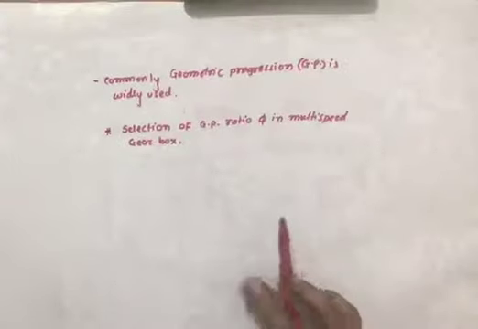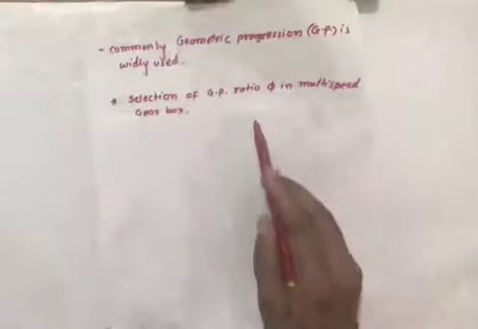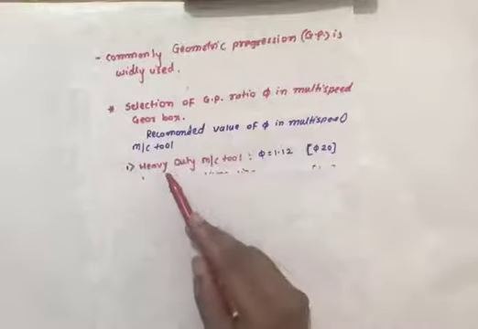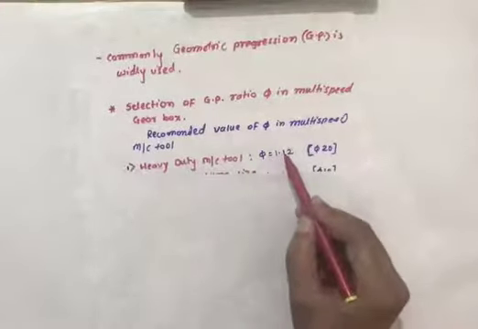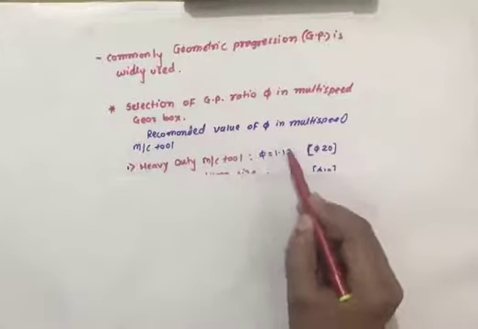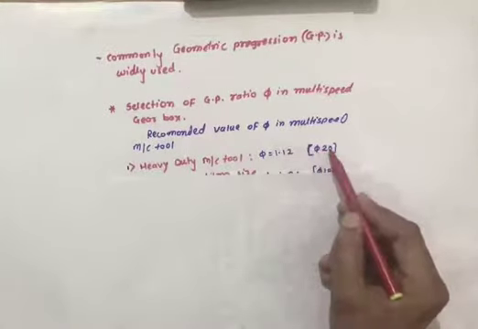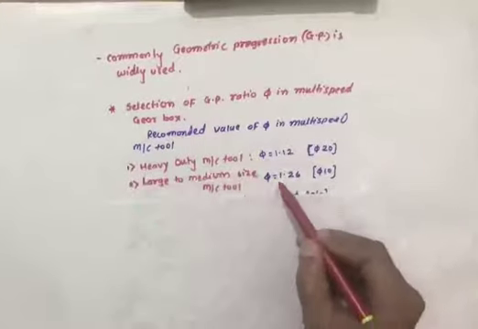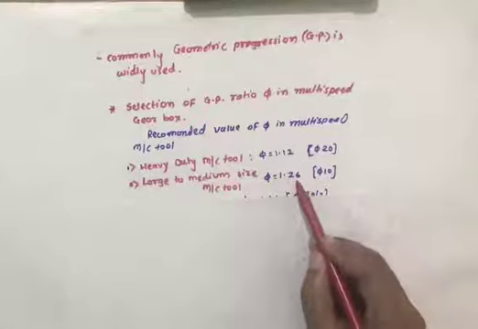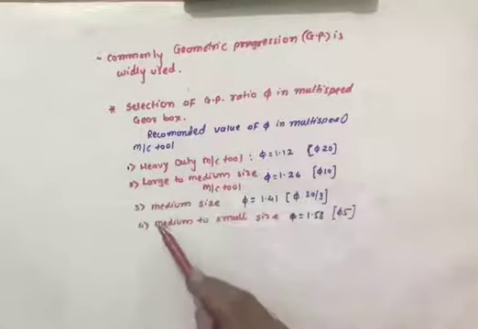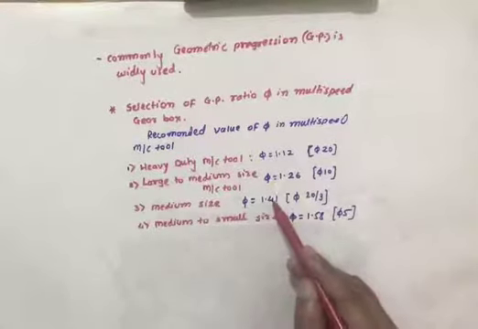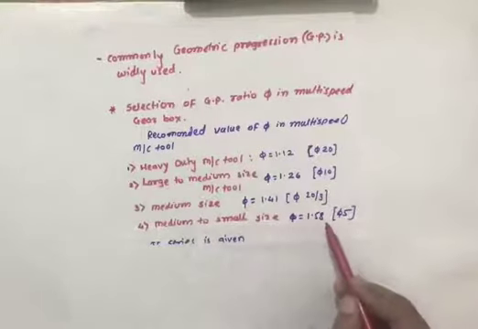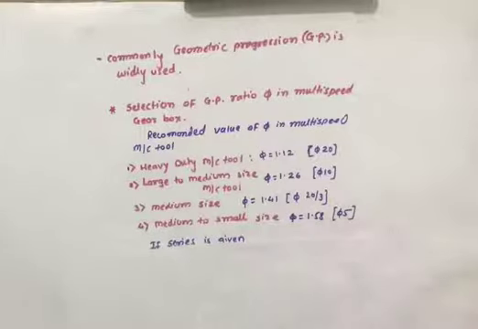The selection of geometric progression ratio φ in a multi-speed gearbox. The recommended values: for heavy duty machine tools, φ is equal to 1.125, that is the geometric progression ratio, or it is called series 20. Second, for large to medium size machine tools, φ is equal to 1.26 or series 10. Similarly, for medium size, φ is 1.41 or series 20 by 3. Medium to small size, φ is 1.58 or series 5.